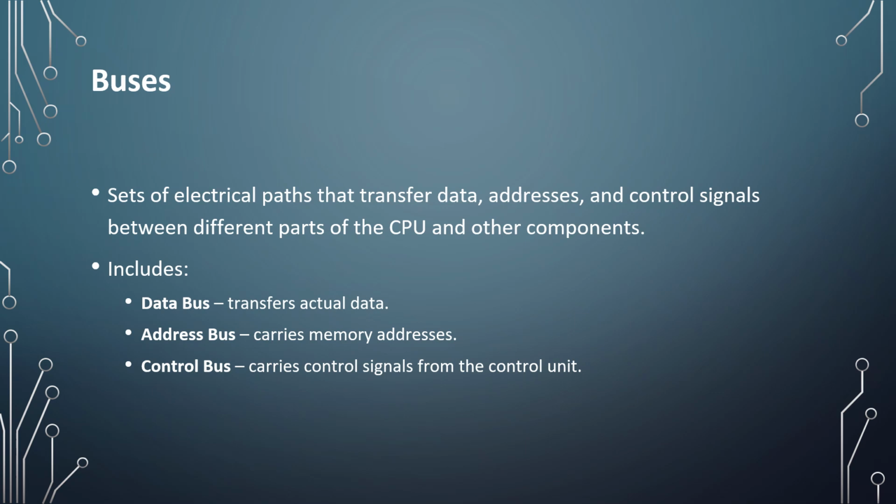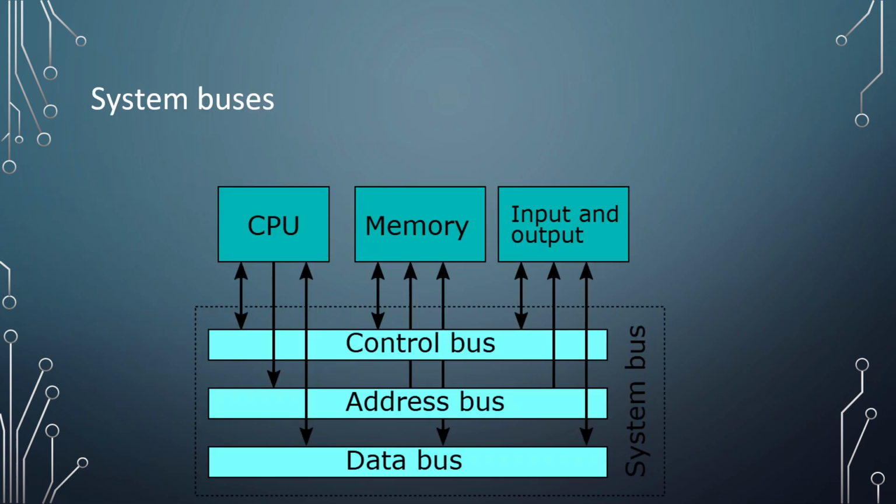On this slide, we have the buses, which are a set of electrical paths that transfer data, addresses, and control signals between different parts of the CPU and other components, which helps the control unit to do its job. They include the data bus, which transfers actual data, the address bus, which carries memory addresses, and the control bus, which carries control signals from the control unit. This diagram shows the system buses and how they work together.